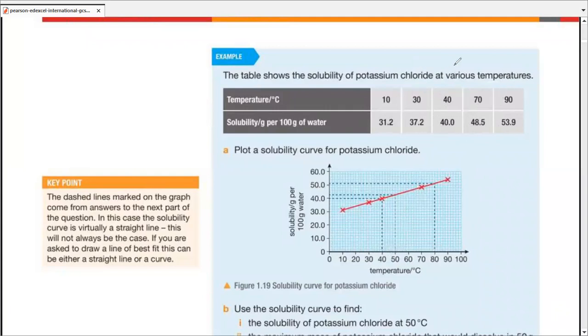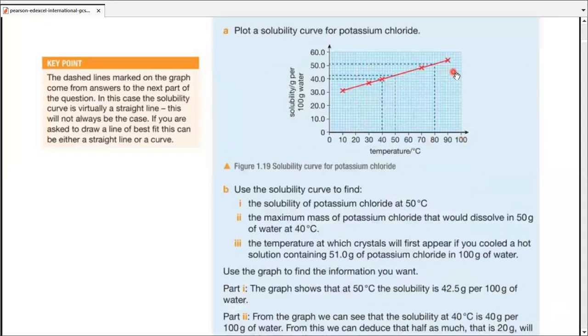And a graph like that may come as a question. So the chatty person is actually a problem for himself or herself and a problem for students to cover in exams. For example, look at the part B of the question. Use the solubility curve to find the solubility of potassium chloride at 50 degrees centigrade.